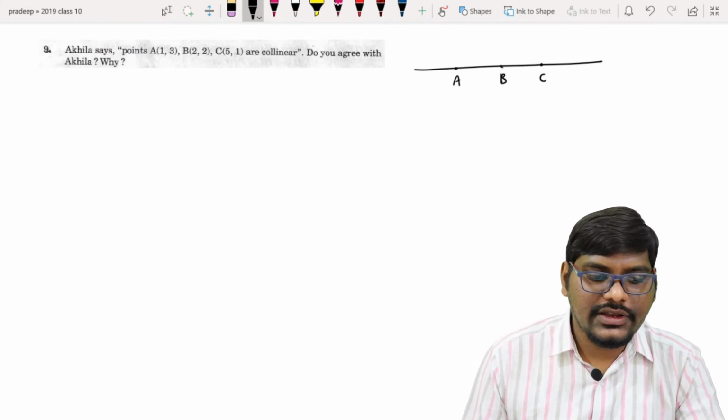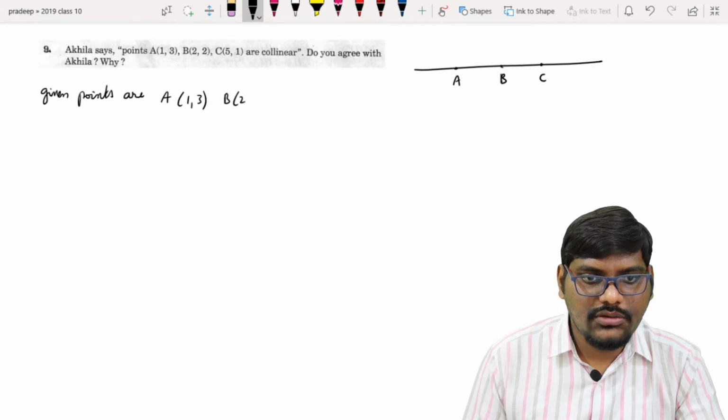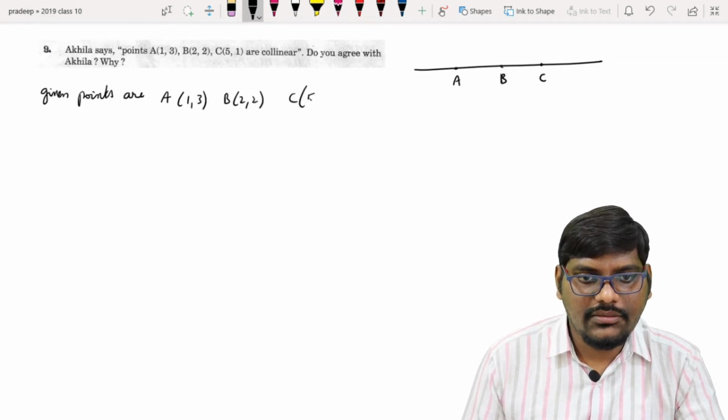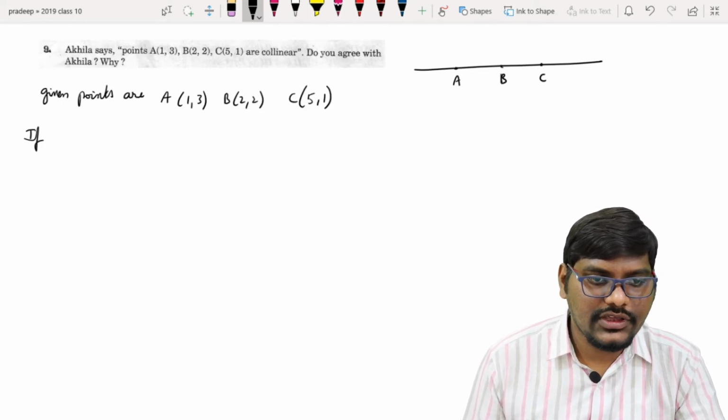So for that, first we'll write the given things. What are the given points? A(1, 3), B(2, 2), C(5, 1). These are the given points. So we'll represent these 3 points in the x1, y1 format.